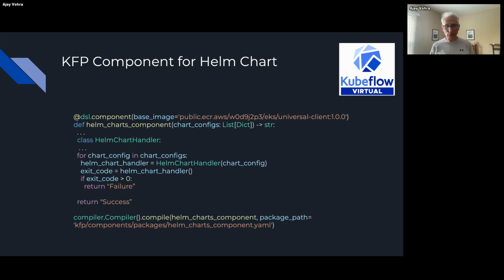And basically, once it reaches the end, meaning everything installed ran to completion successfully, it returns a success. If any of these components or any of the charts fail, then of course it returns a failure. So that's basically the Helm chart component. You can think of it as allowing you to define a straight line DAG for a workflow.